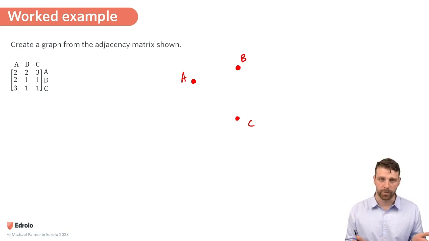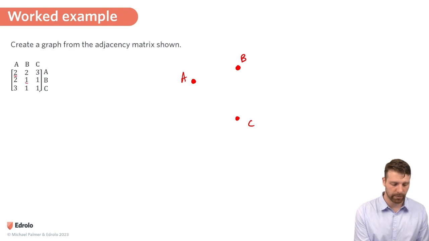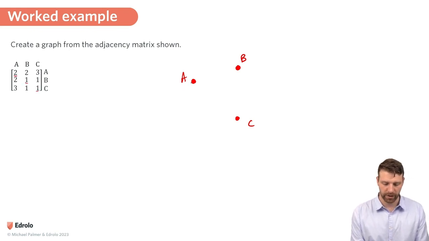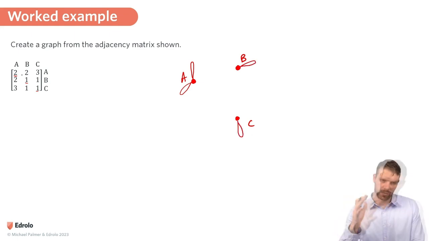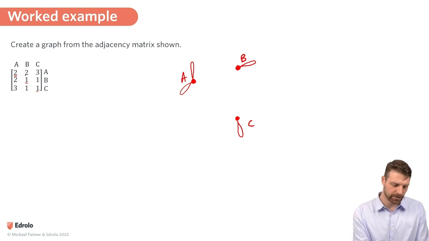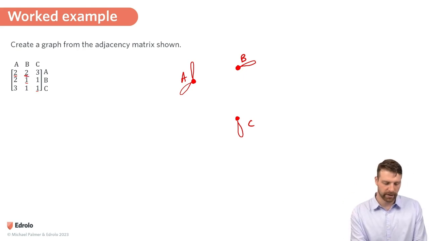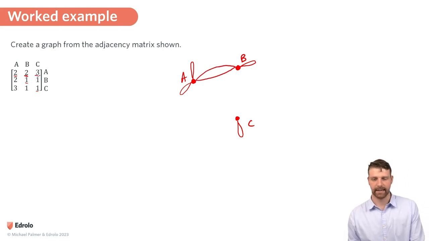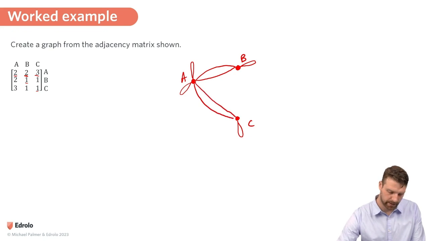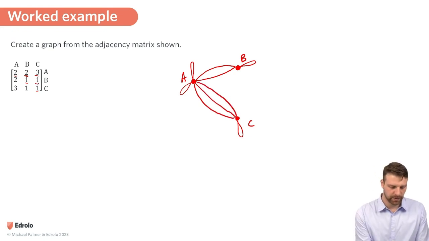First, I'm going to look for loops. That's what I want to do. I can see that there's 2 loops at A, there's 1 loop at B, and there's 1 loop at C. So I'm going to draw them in. Then I'm going to just look at the top right half. You could go through and check every one, but I'm just going to look at the top half. You could look at the bottom half. I can see there's 2 connections from A to B. So there they are there. I can see there's 3 connections between A and C. So let's make them 1, 2, 3. And there's 1 connection between B and C.